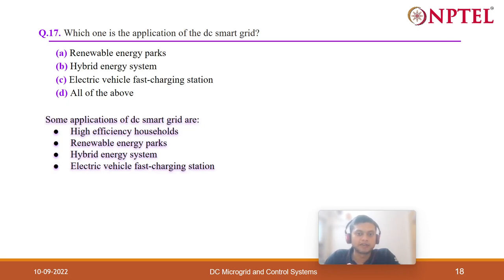And for DC microgrid, there are many advantages, like it has higher efficiency, it requires fewer power converters, and it is easy to integrate renewable sources like PV and fuel cells that have DC output power. So these are some advantages of the DC system, and it is also easily controllable. Basically for this DC microgrid, these are some of the applications mentioned here: high efficiency households, renewable energy parks, hybrid energy system, and electric vehicle fast charging station. So from the options you can estimate that all are applications of DC smart grid. So the correct answer is D.